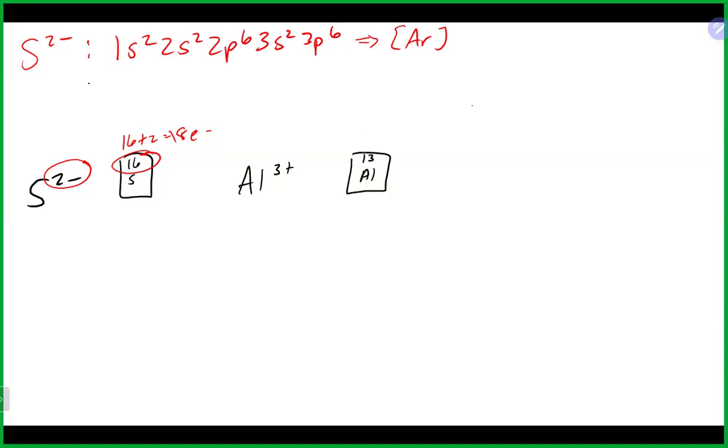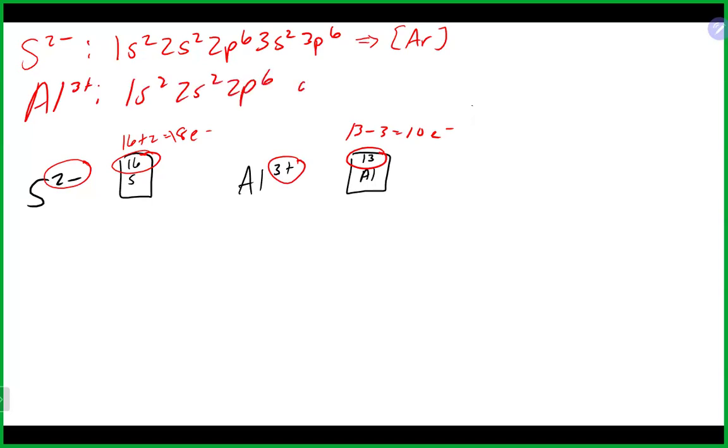Here, if we look at aluminum, it has 13 electrons in its neutral state, plus a 3+ charge. The plus means it has lost electrons. The 3 is how many it has lost. So 13 minus 3 is 10 electrons. So our aluminum ion should have an electron configuration of 1s2, 2s2, 2p6, which is our friend neon.